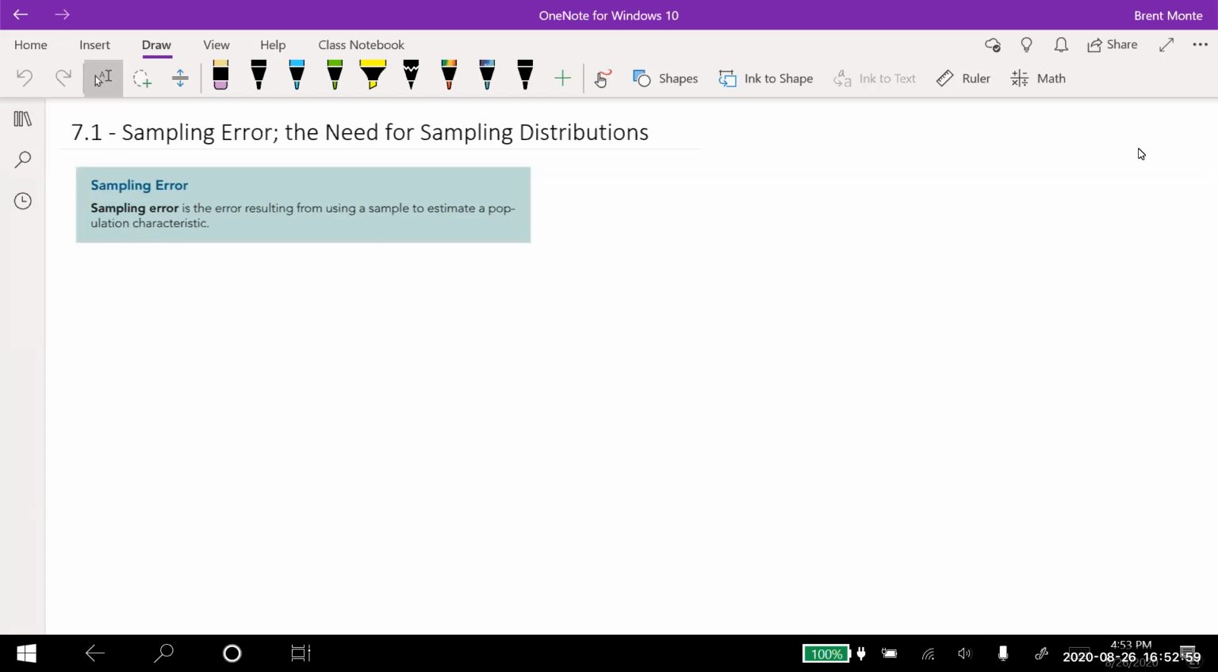Today we're going into Chapter 7. Chapter 7 only has 3 sections, so we're going to do all 3 sections today, 7.1 through 7.3. Starting with, of course, 7.1, it's called sampling error and the need for sampling distributions.